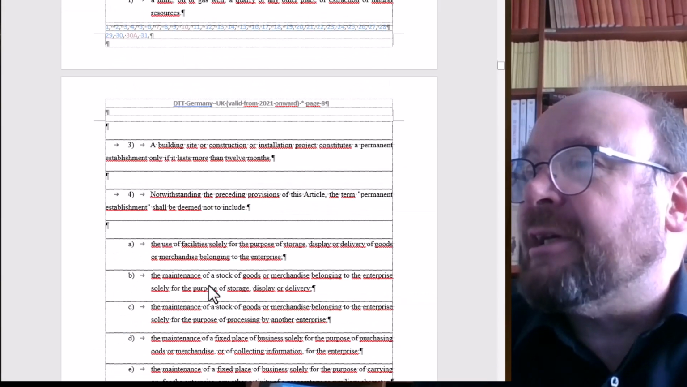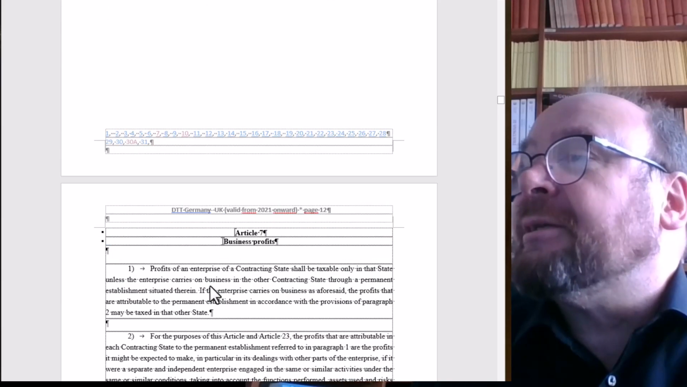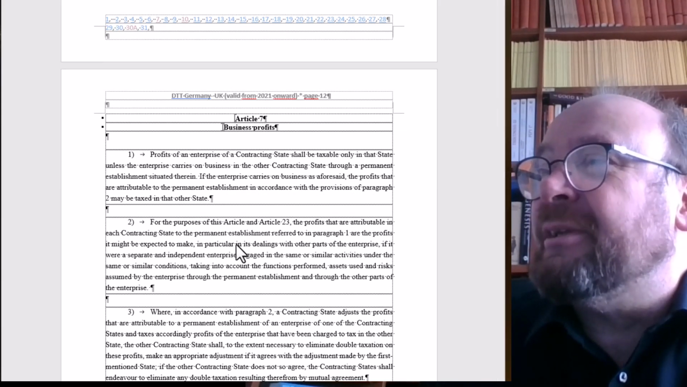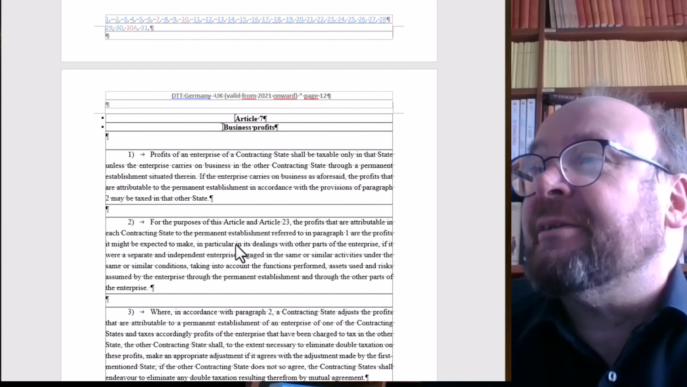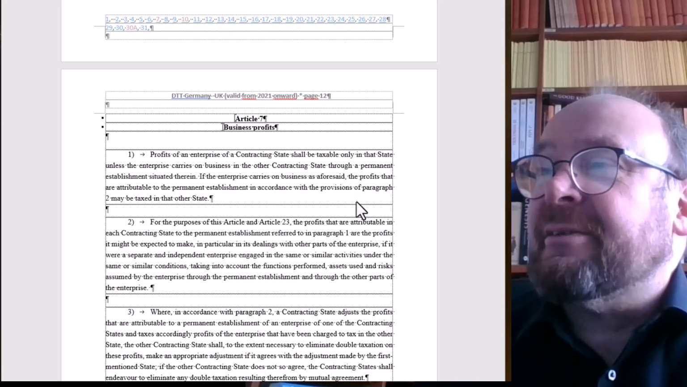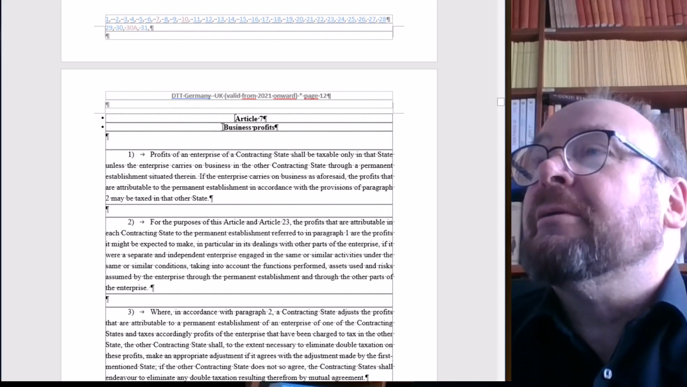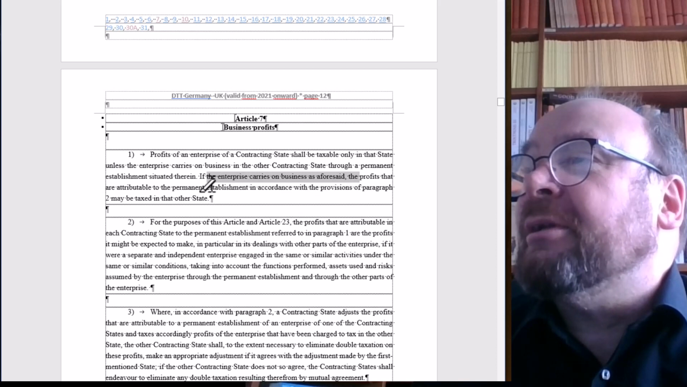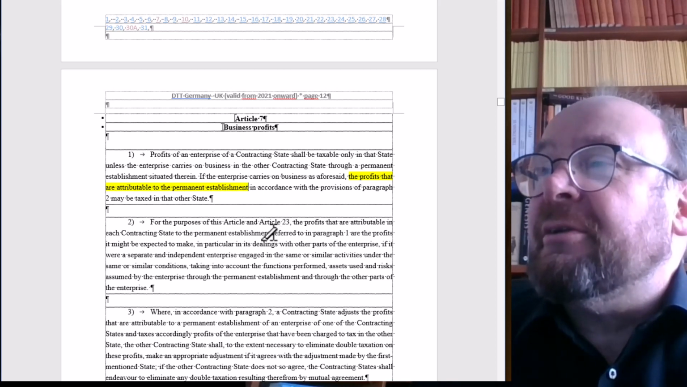So Article 5, permanent establishment. Article 6, immovable property. And let's have a look, Article 7, business profits. So it's the same article. Profits of an enterprise of a contracting state shall be taxable only in that state unless the enterprise carries on business in the other state through a permanent establishment which is situated therein. Now, if the enterprise has a permanent establishment in the other state, the profits that are attributable to that permanent establishment can be taxed, but only them. So the profits can only be taxed there if they belong to the permanent establishment in that other state. And now, under which conditions are they attributable?